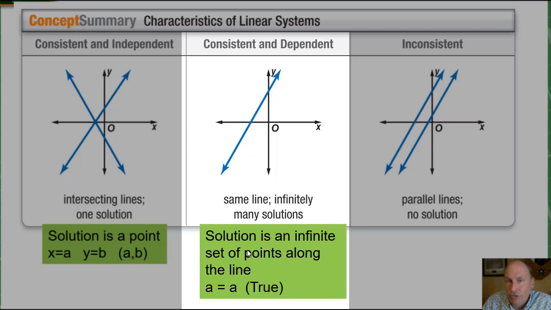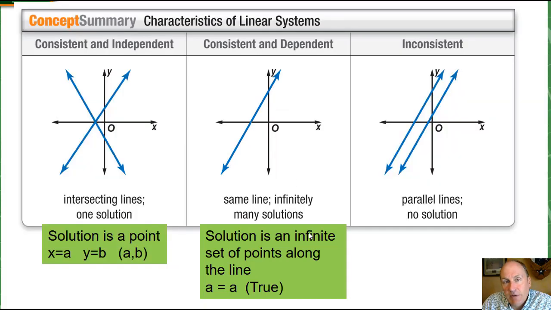What you're going to get as a solution, if you ever solve this using an analytic method, is going to be an infinite set of points along the same line. You're going to get something like 3 equals 3 or -5 equals -5. It's going to be a true statement, meaning that the two lines are actually the same line. And every set of points on the line, the entire set of points on the line, is the solution.